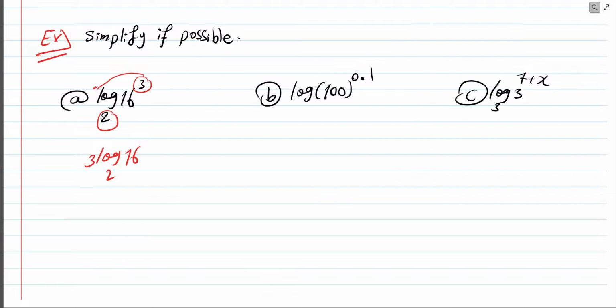If we calculate only this part, what is it telling you? 2 power how much equals 16? Obviously 2 power 4 equals 16, or by calculating you can find it also. So log of 16 with base 2 equals 4. So the final answer is 3 times 4 equals 12.